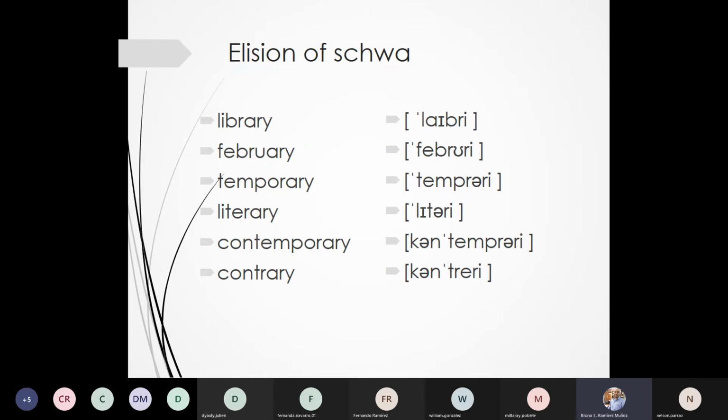Now, the suggestion is that some speakers, instead of saying library, would say library with one fewer syllable; instead of February, February; then temporary, literary, and then contemporary, and then contrary, eliminating one schwa. Going back to the previous slide.